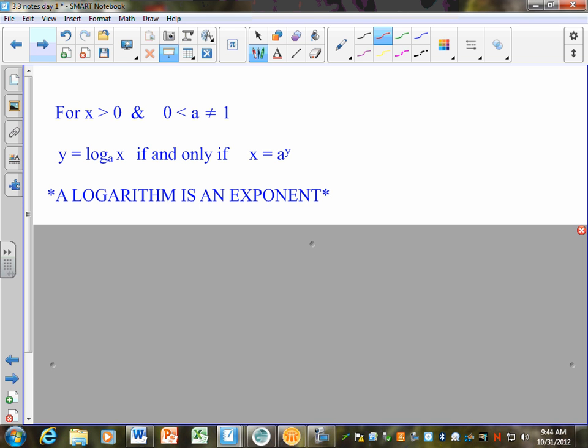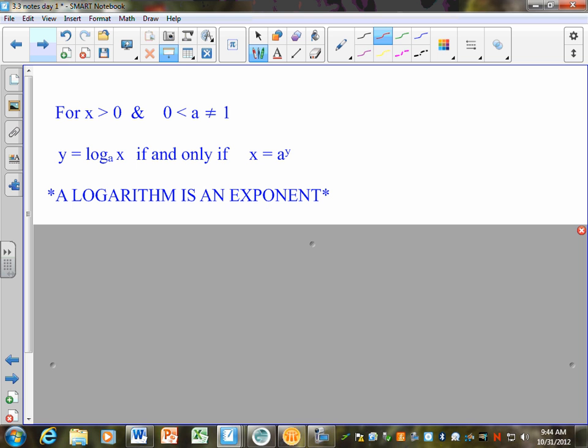So there are some rules here, very specific rules. x has to be bigger than 0, and we'll talk about why that's true in a minute. But this number here always has to be bigger than 0, and a has to be bigger than 0 but not equal to 1. That's our base here. And when we read this, we say y equals log base a of x. Right, that's our base. It's a little number. If and only if x equals a to the y.